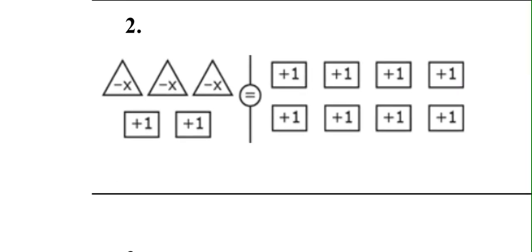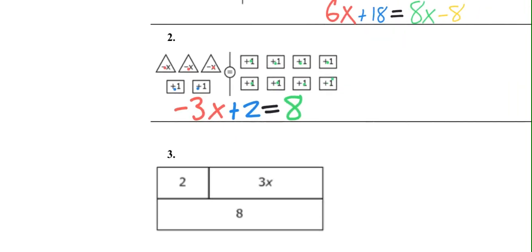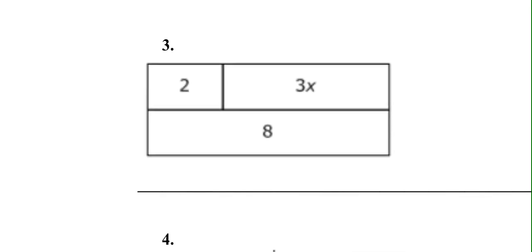Taking a look at number 2, I've got 1, 2, 3 triangles that are negative x's. So I'm going to call this negative 3x. And I've got 1, 2 positives. Those are just ones places, so I'm going to count it as 2 ones places. There's my equal sign. And now on the right side, I've got 1, 2, 3, 4, 5, 6, 7, 8 ones. So I've got a total of 8 on the right side. No x's on the right side. Now it would just be a 2-step equation if I wanted to solve that one.